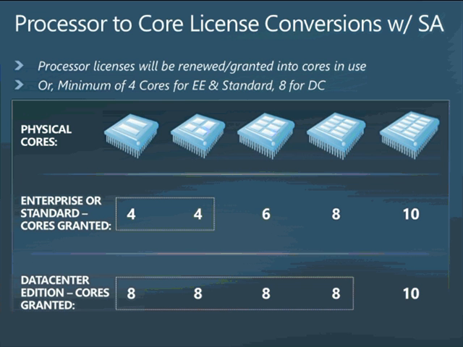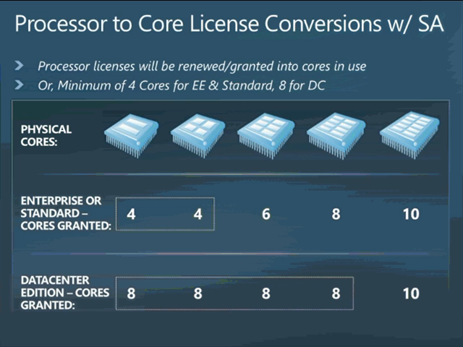What will change, though, is when you move to the new agreement and you decide to renew software assurance, you will need to pay software assurance on the new number of cores rather than your old processor count. So that's where you could see a price increase.